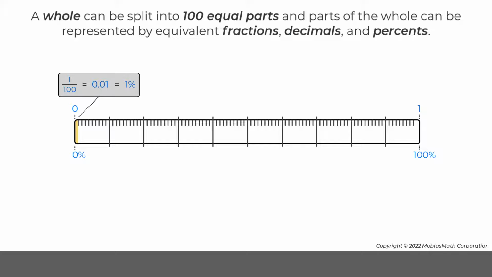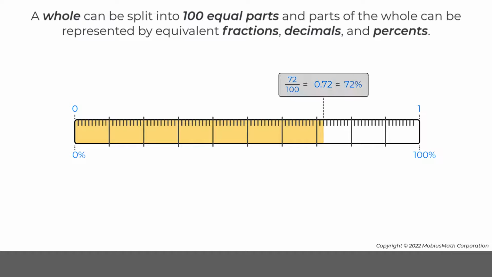This equivalence can be extended to represent more equal parts. For example, 8 of the 100 equal parts represents 8 over 100, 0.08, and 8% of a whole cheese stick. 72 of the 100 equal parts represent 72 over 100, 0.72, and 72% of the whole cheese stick.